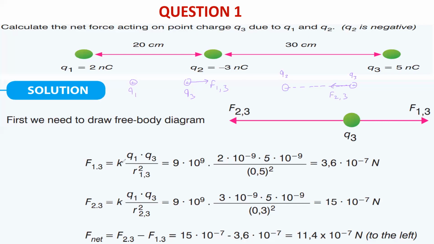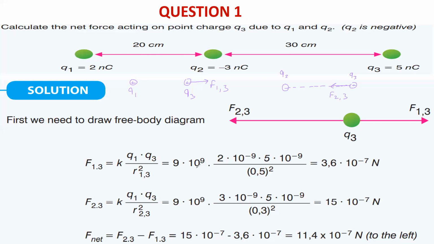Okay, what was our formula? K times Q1 times Q2 over R squared and so on. But now we have F13, because from 1 to 3. So Q1 and Q3, of course, we have to use. And distance between 1 and 3, please remember that. So you are adding these 2.